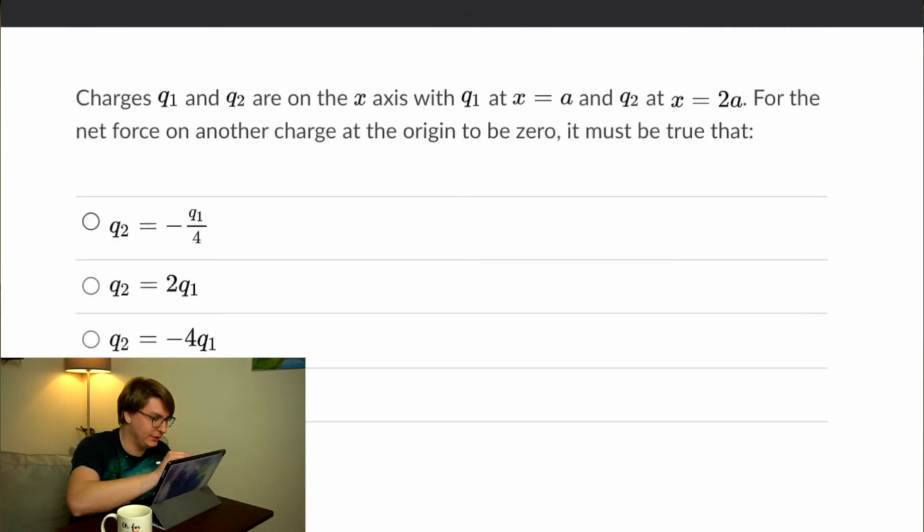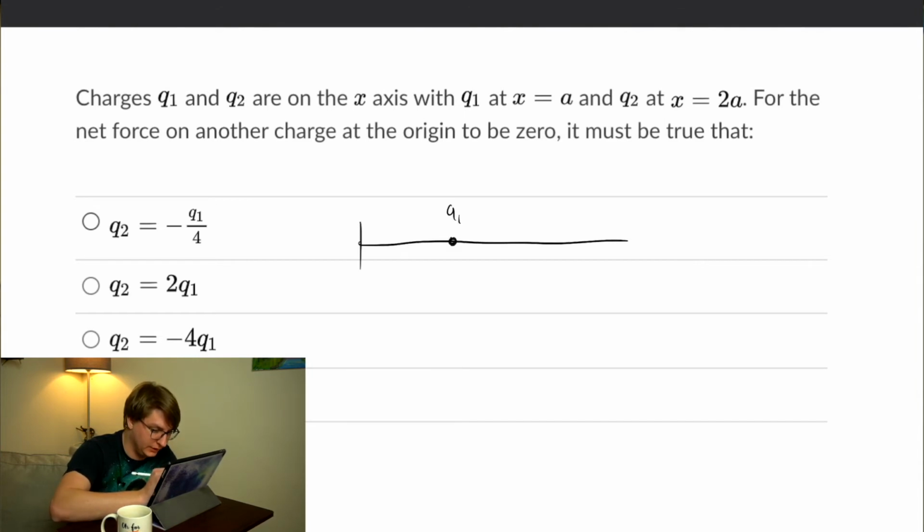Okay, it looks like we might actually have to be doing some math at this point. So charges Q1 and Q2 are on the x-axis. Let's put that here. We get Q1 at distance A, Q2 at distance 2A. So this is double. Oh, that's an A. Well, that's supposed to be an A too.